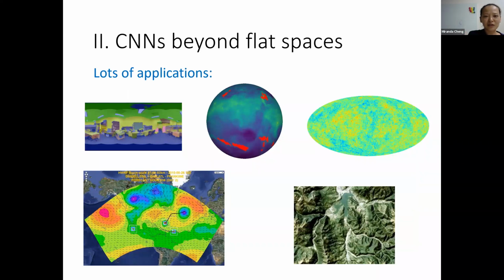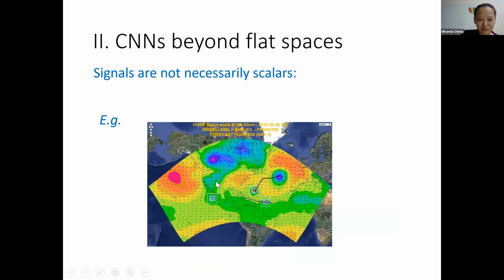But I mean, we also wanted to work beyond flat spaces. So for instance, for all kinds of applications, including spying on people using a spherical camera. And especially, you know, the signals are not necessarily scalar. So in the weather application, you have vectors as signals. And then I'll be really quick, just how to do convolutional neural nets on non-flat space-time.